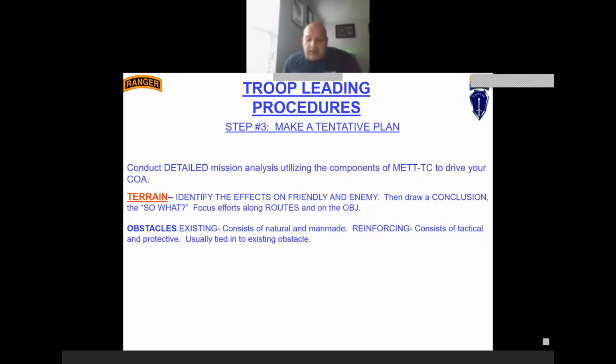Obstacles. An obstacle is any obstruction assigned or employed to disrupt, fix, turn, or block the movement of opposing forces, to impose additional losses in personnel, time, and equipment on opposing forces. Obstacles can be natural, man-made, or a combination of both. Obstacles include military reinforcement obstacles, such as minefields. What is a possible conclusion for the enemy reinforcements?